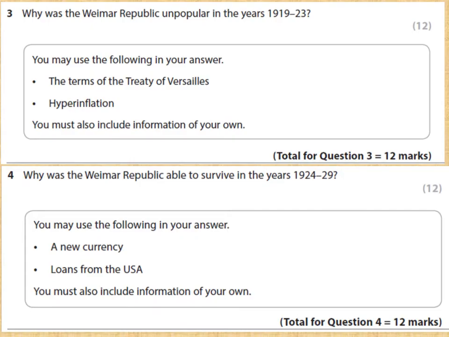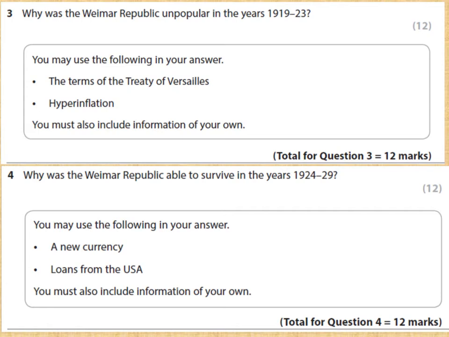So here is an example of question 3 or question 4. Why was the Weimar Republic unpopular in the years 1919 to 1923? For a why question like this, you probably want to have 3 or 4 different factors, but backed up with lots of evidence. And similarly, for the question about why the Weimar Republic was able to survive, 3 or 4 really well explained factors. Now, it's really interesting here, you get the bullet points, but you don't only need to write about the bullet points.